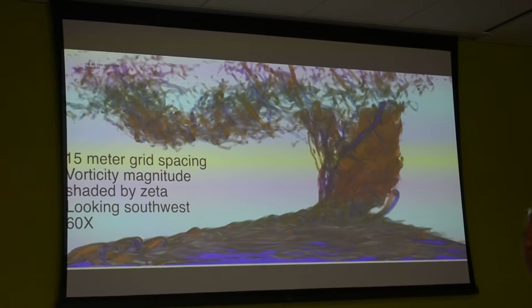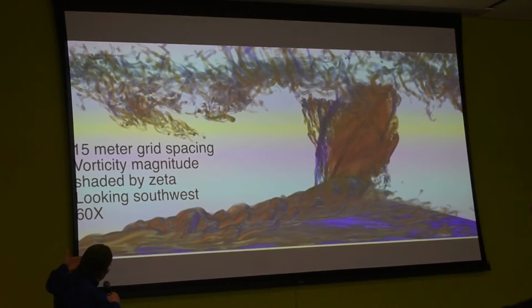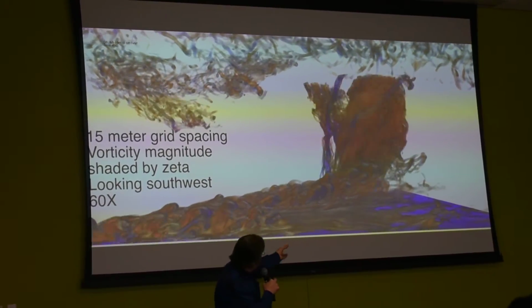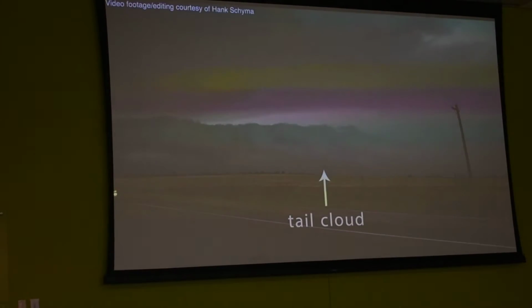Here's a view looking along the SVC, and you can see that rotation beautifully. Here's this big mess of stuff, but it really is rotating. It's rotating horizontally, it's being tilted, and rotating vertically, and there's our tornado.